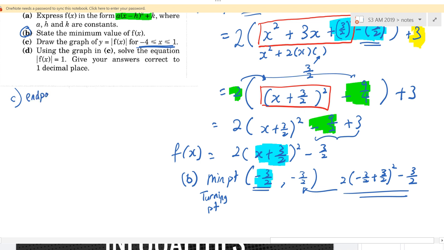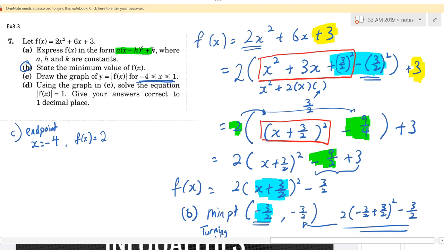Endpoint: x equals to what? Negative 4. So I sub x equals negative 4 into f(x). I sub back into the original equation, easier, right?